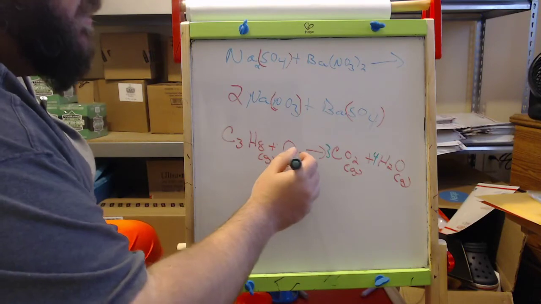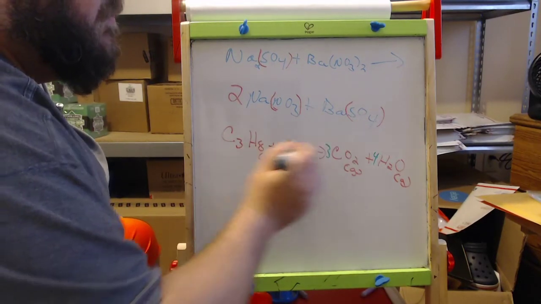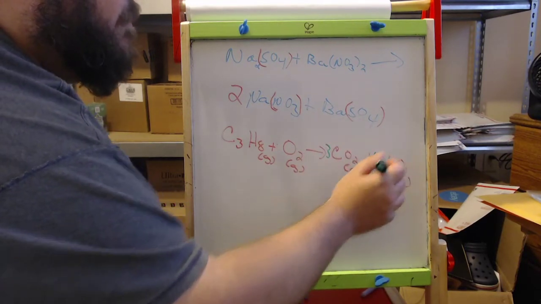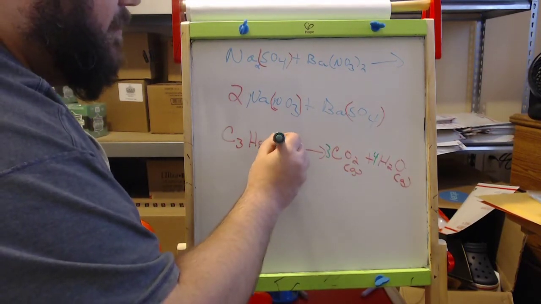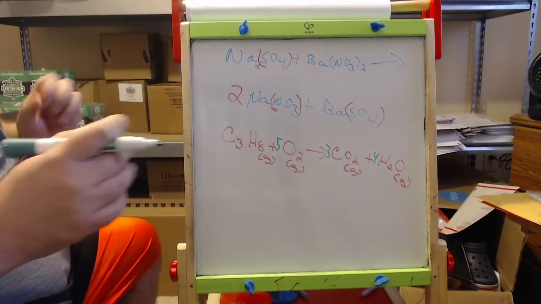Now, let's look at oxygen. 2 here. 3 times 2 is 6. 4 times 1 is 4. So I have 3 times 2, 6, plus 4, 10. I got 2 here. I need a 5 there. And we are now balanced.